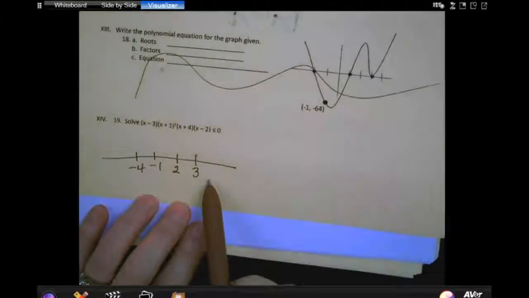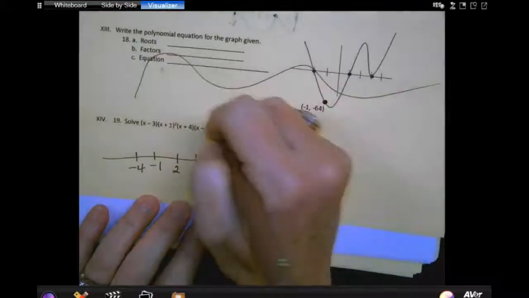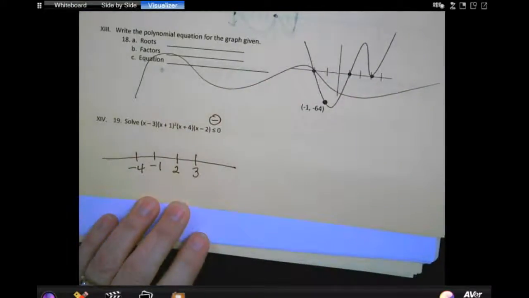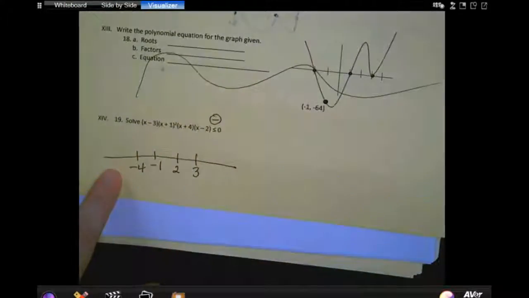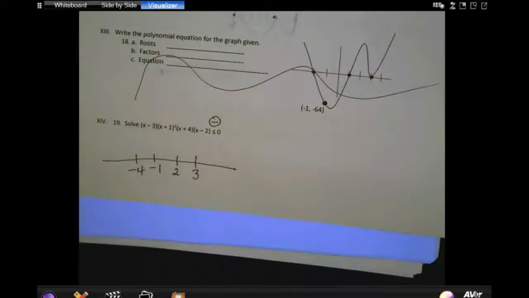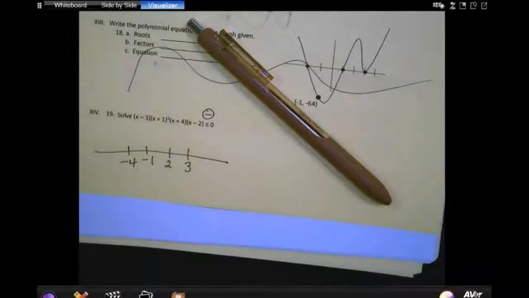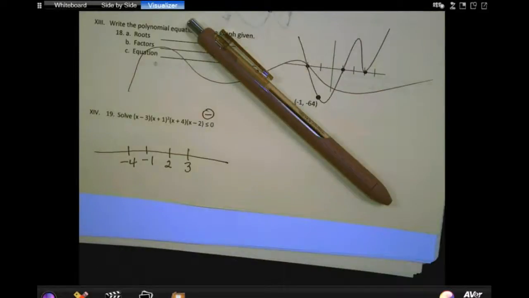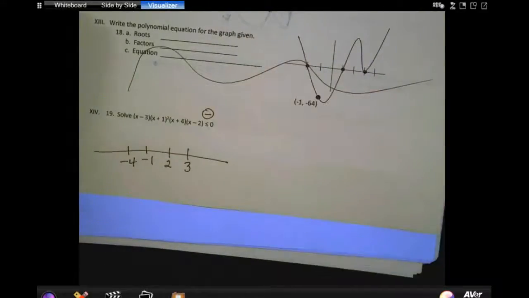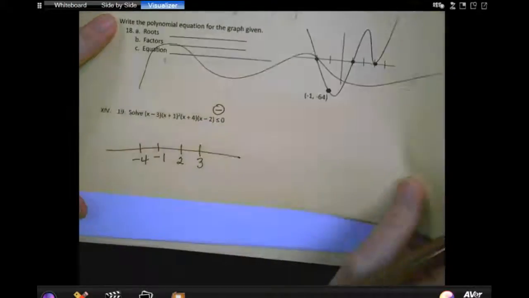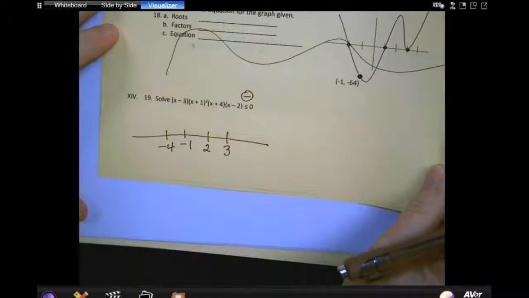Okay, so this one, you put down all the roots. I want less than or equal to, so I want negative answers. So I'm going to test each section. So start that. Yes. We're good. Okay.